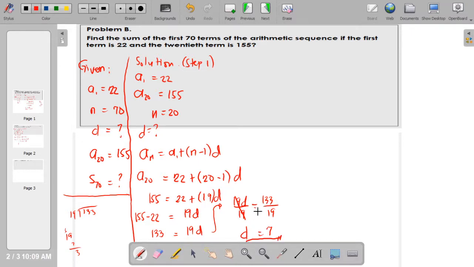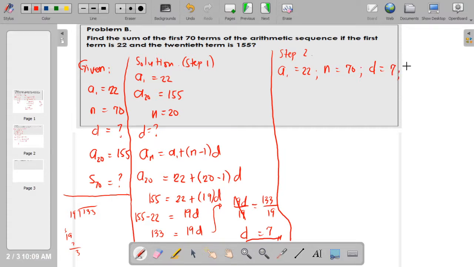Now that we have the common difference, we can now find the sum of the first 70 terms of this sequence. Now again, this is our step 2, and the final step in solving the problem. Again, a sub 1 is 22. Our n this time is 70, because we are looking for the sum of 70 terms. And then our common difference is equal to 7.